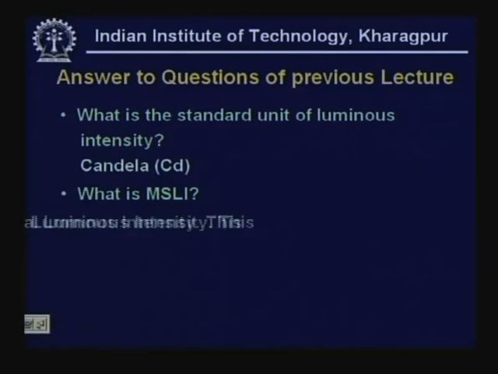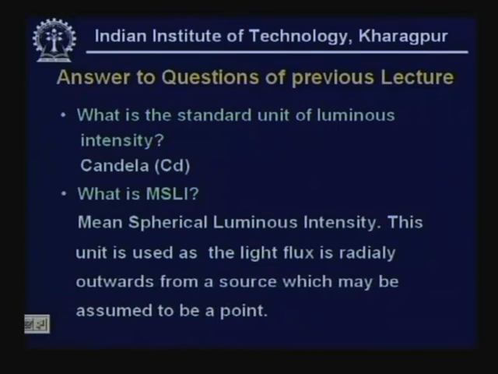Then what is MSLI? MSLI is the mean spherical luminous intensity, the light flux radially outward from a source, which may be assumed to be a point. In fact, that is why when we are dealing with lamps, we look at their light distribution curves. We saw that, and how one gets the mean spherical luminous intensity through a process of constructing the Rousseau diagram.